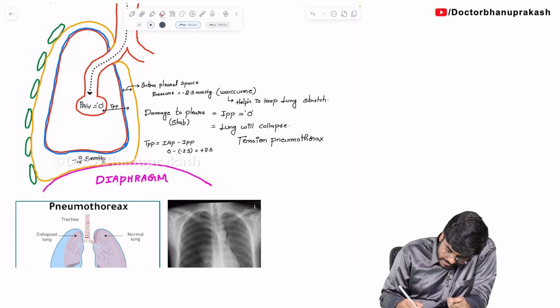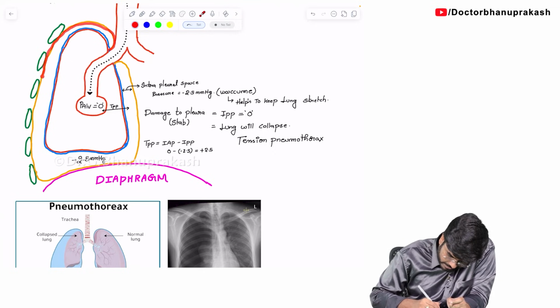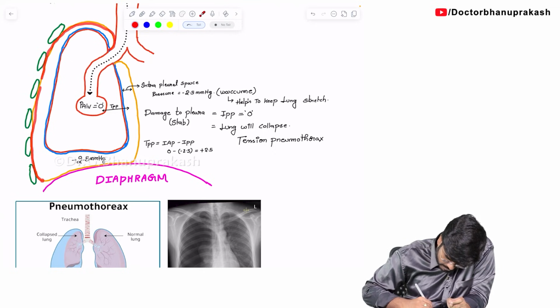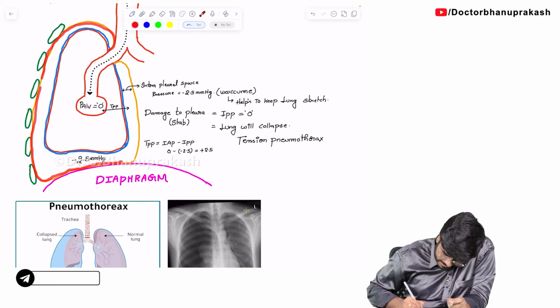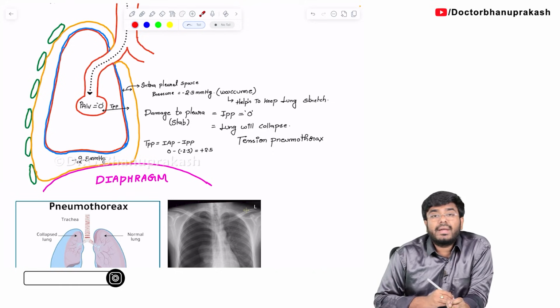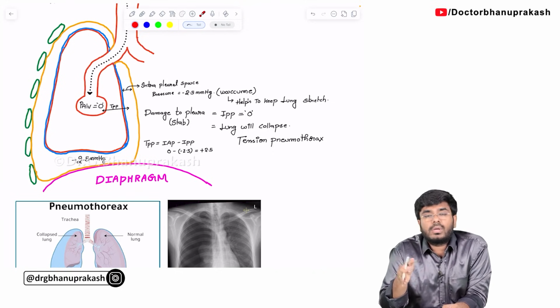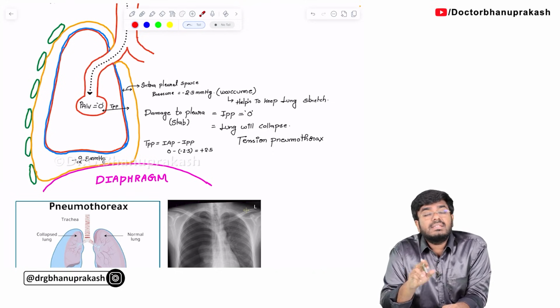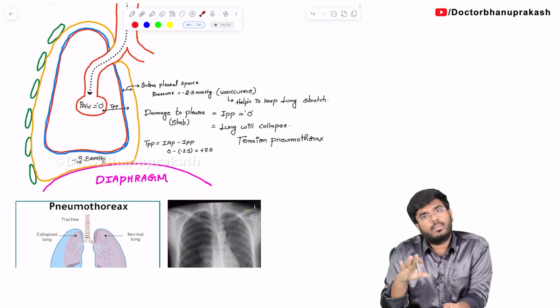And what is this pleura, guys? This orange one is coming and attaching to the surface of the ribs, and on the bottom side it is attaching to the diaphragm. What is this pleura that I am highlighting? That's called the parietal pleura. So there is visceral pleura and parietal pleura. Visceral pleura attaches to the surface of the lungs. Parietal pleura attaches to the surface of the ribs and the diaphragm on the bottom side.